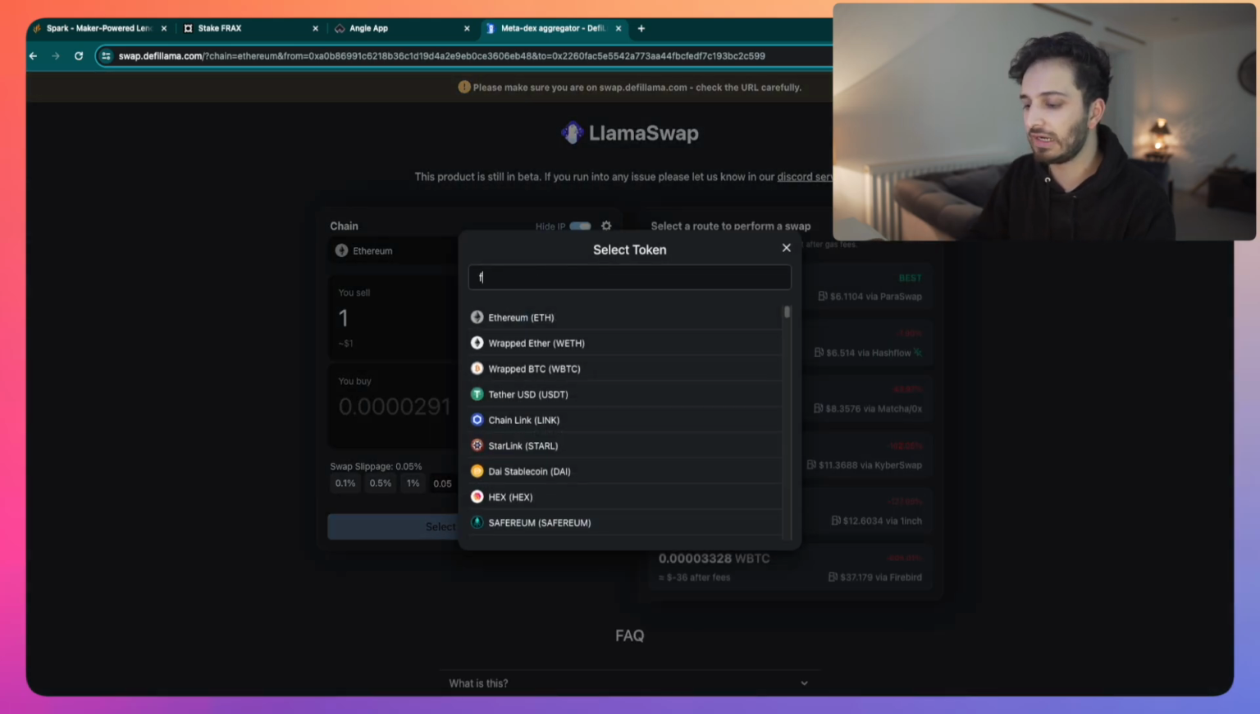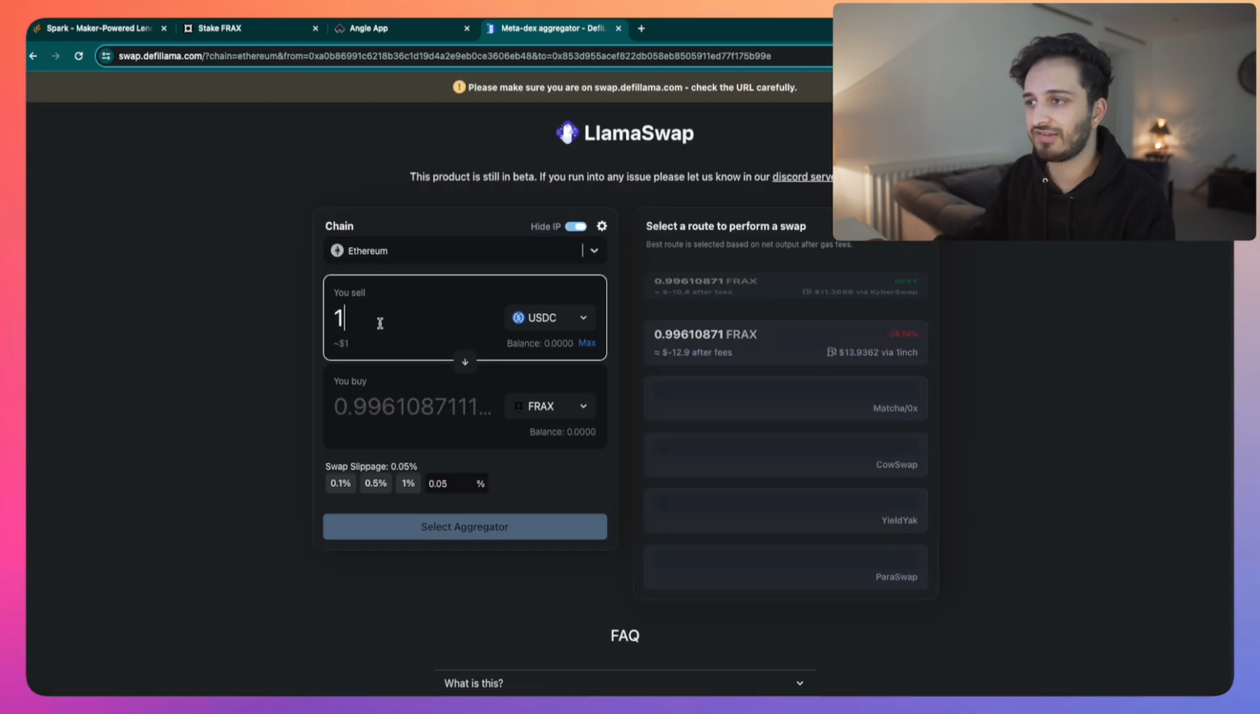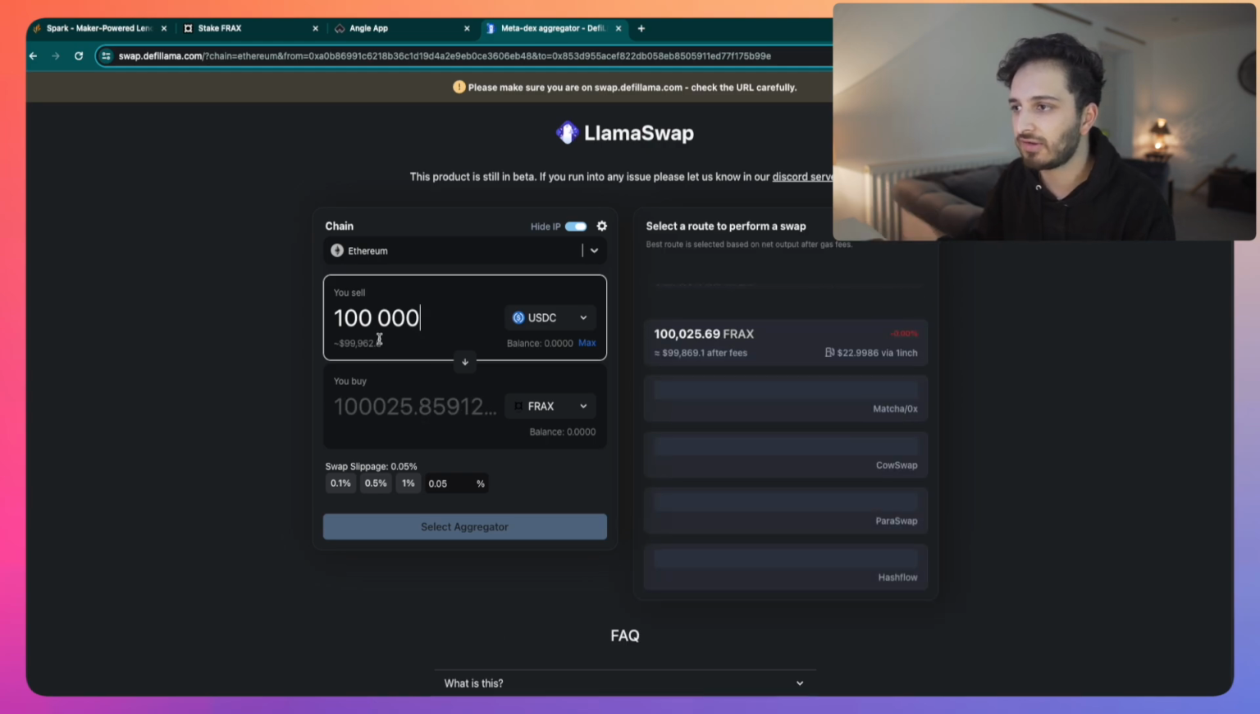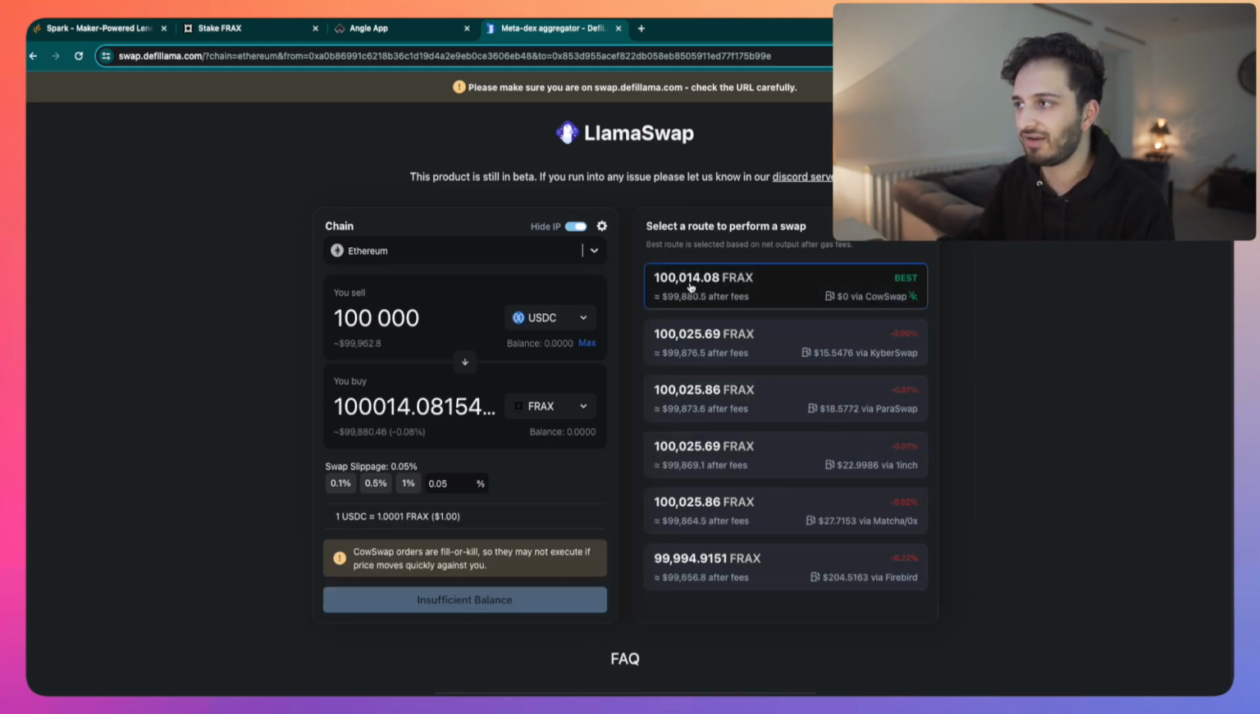Frax is also very liquid, and that's because of Frax's importance in the Curve ecosystem. So again, you can convert even 100,000 USDC and basically get 100,000 Frax. This is because of very, very good liquidity on Curve.